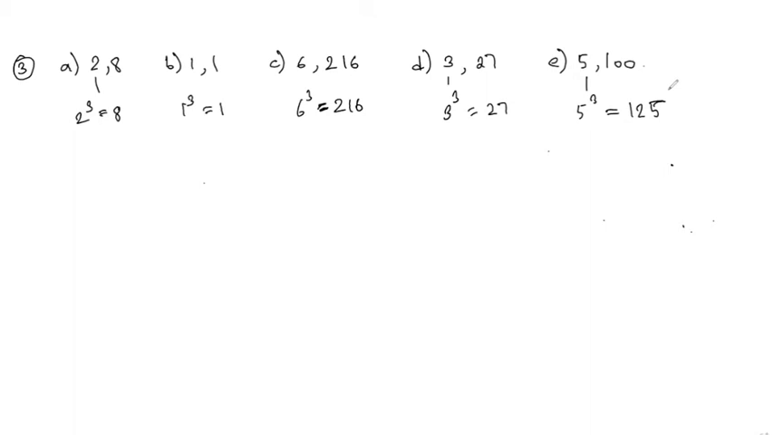So now tell me which is the wrong pair in the given question. 5 and 100. Correct. If you do the cube of the first number, you will get the second number. 2 cube is 8, 1 cube is 1, 6 cube is 216, 3 cube is 27. But 5 cube is not 100. 5 cube is 125. That's why option E is the wrong pair in the given options. Is this clear? Did everyone understand this? Yes, ma'am.